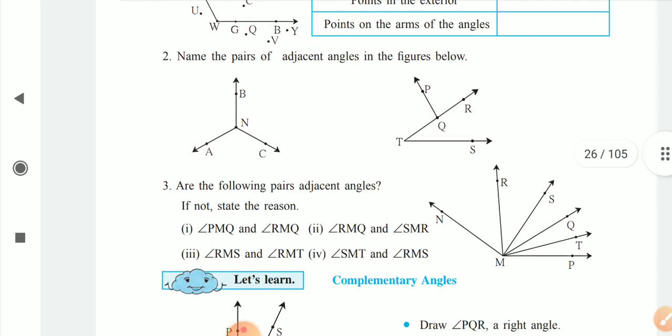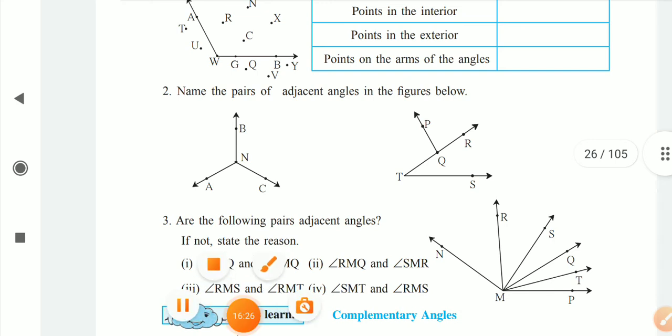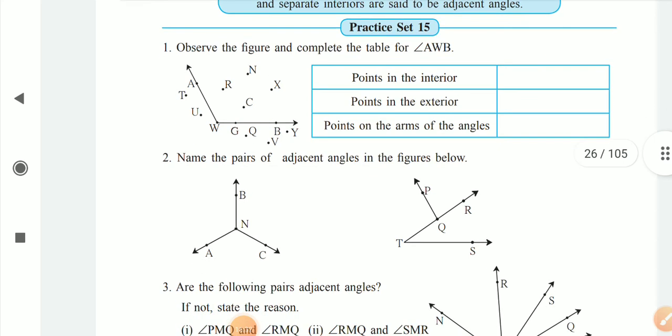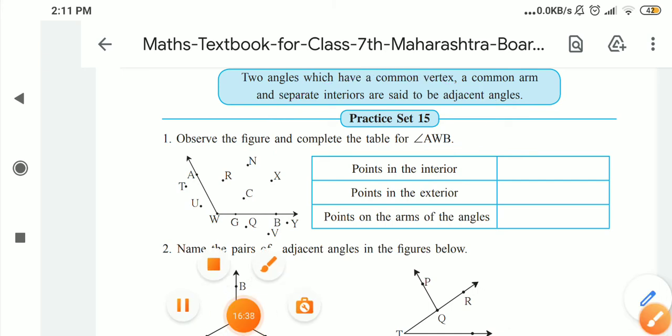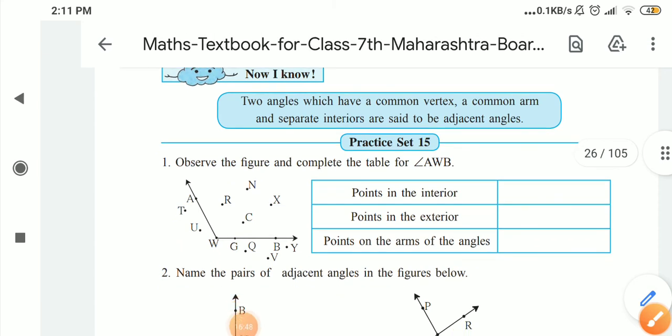Very easy it is. Okay, you have to check whether these are pairs of adjacent angles or not, and also write the pairs of adjacent angles. So today's homework is practice set number 15 that you are going to solve. So today we are going to stop here. Complete practice set number 15 and write down all the notes of this part, whatever I taught you in today's lecture.